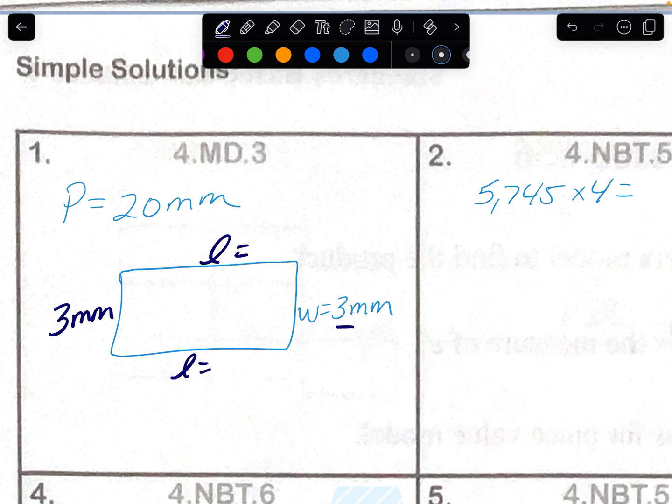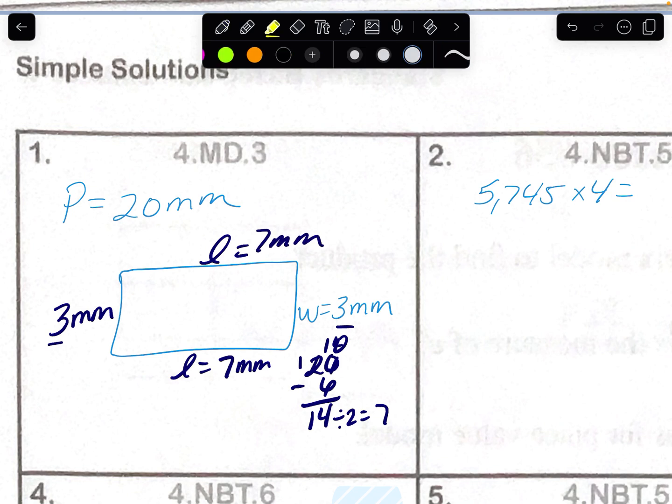So you know that what you have is 6 millimeters. So 20 minus 6 will give you what the total length is. So that is going to be 14. So because you have 2 lengths, you have to divide this by 2. 14 divided by 2 is going to be 7 millimeters. Now you could go ahead and, if you want to double check your answer, add 7 plus 7 plus 3 and see if you get 20. And you should.